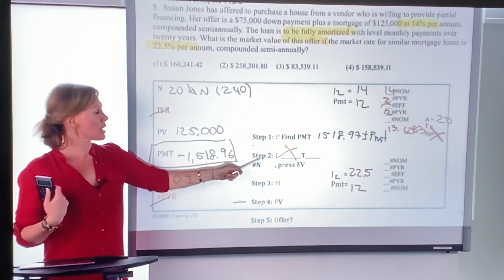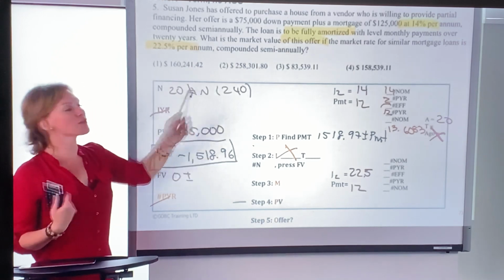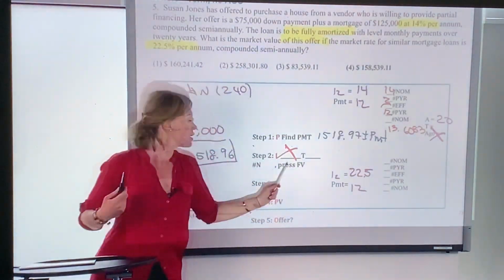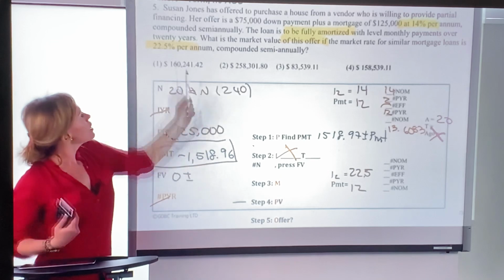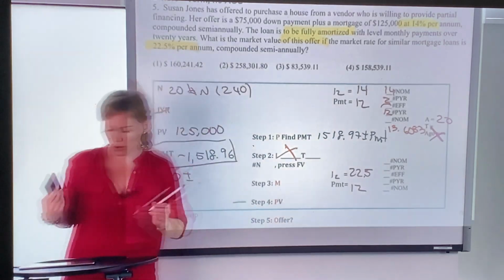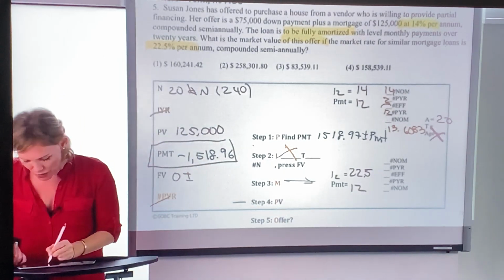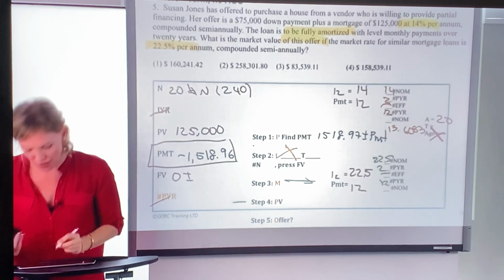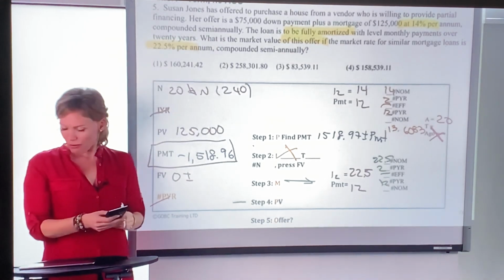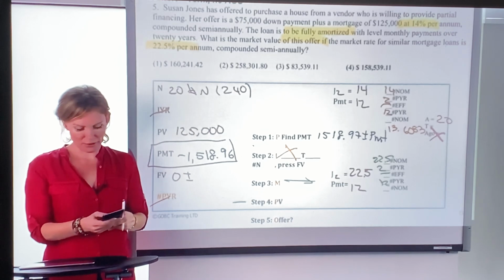Step 1 is done. Step number 2, we skip it. Why? Because it's fully amortized and you have no term in here. Step number 3 is your market rate, which is your second J. What do we have in here? It's 22.5%. So let's do the second and Pepin right now. Okay, so 22.5, 2 and 12 should be nice and close to that 22.5. So 22.5 shift nom, 2 shift PYR shift effective, 12 shift PYR shift nom.